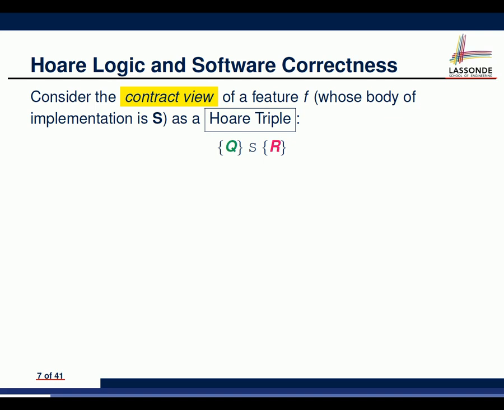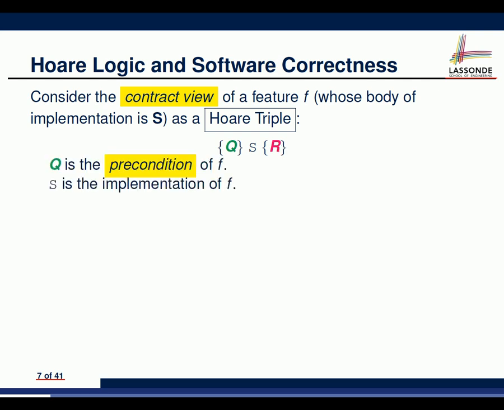You know that Q is the precondition, R is the postcondition. Let's think about different extreme cases to get a feel about what it means to have the pre and post conditions in this case. Let's say precondition, postcondition, and implementation. What about this? What does that mean to you? Let's say this Hoare triple here.